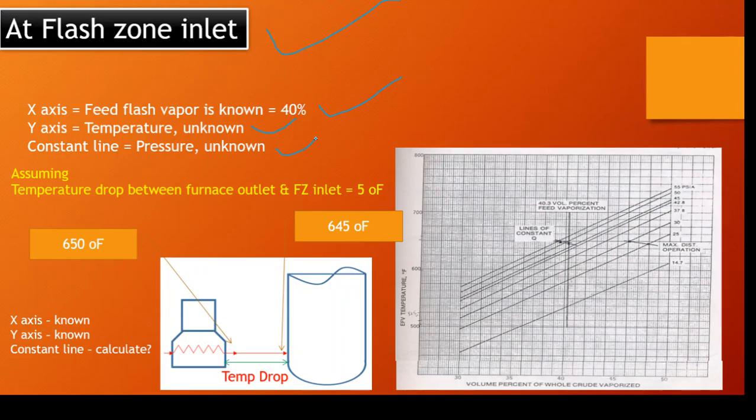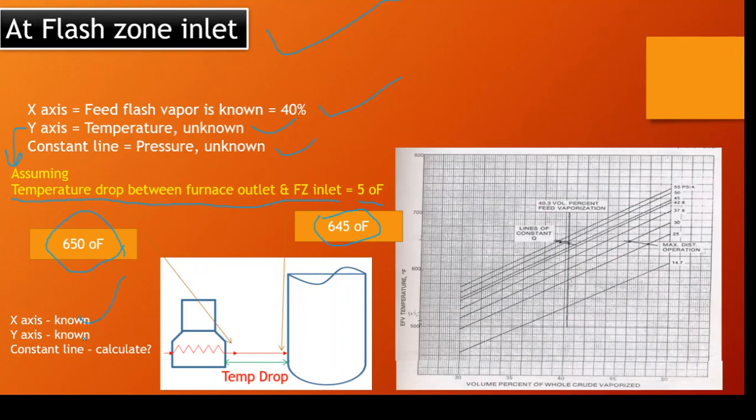So that is our first step. We are going to assume a temperature at the flash zone. The assumption is not directly the temperature, it is a temperature drop between the furnace outlet and flash zone inlet. It should be 5 degrees Fahrenheit. So 650 is given at the furnace outlet. So what will be the temperature at the flash zone inlet? That will be 645 degrees Fahrenheit. So now we get the temperature value.